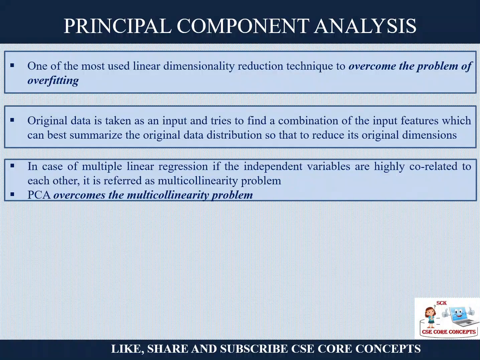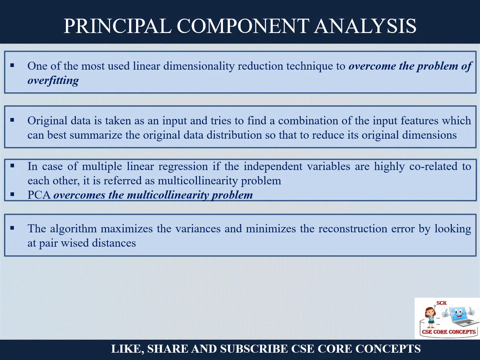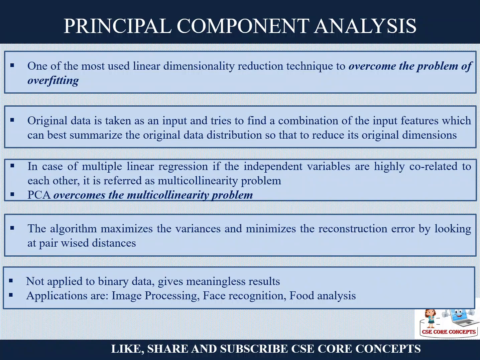Secondly, it also helps to overcome the multi-collinearity problem. What we mean by the multi-collinearity problem is this: if you are using multiple linear regression, which is when you have more than one independent variable, and those variables are very highly correlated to each other, it is called a multi-collinearity problem. They are related to each other. This algorithm will help to maximize the variance and minimize the reconstruction error.